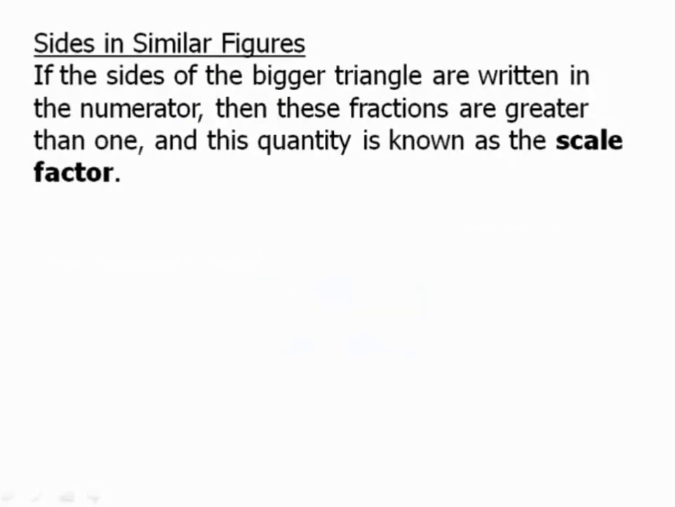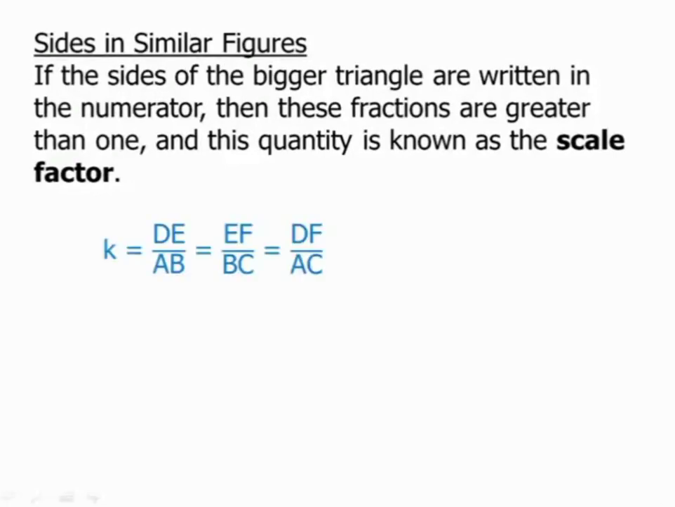If the sides of the bigger triangle are written in the numerator, these fractions are greater than 1, and this quantity is known as a scale factor. So we use k for scale factor, so k would be DE over AB equals EF over BC equals DF over AC.